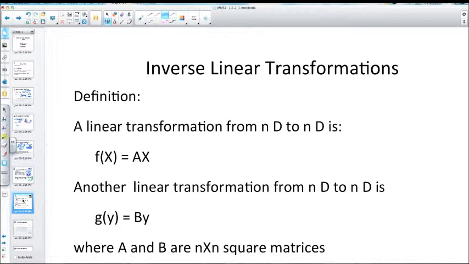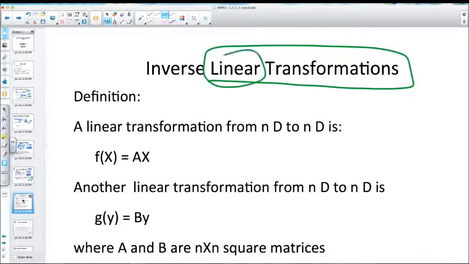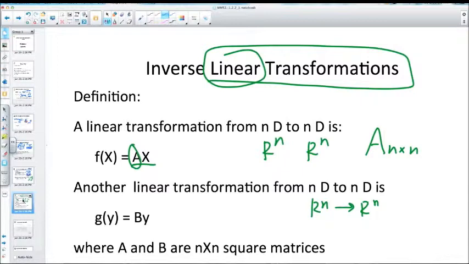Now back to linear transformation. When you have linearity, we know any f can be represented as A times x. That's for Rn to Rn. Then my A is going to be an n by n matrix. And if B is another transformation from Rn to Rn, and I write this transformation as By, then B is also an n by n matrix. So both of them are square matrices.